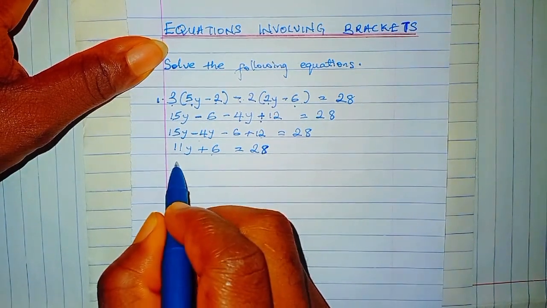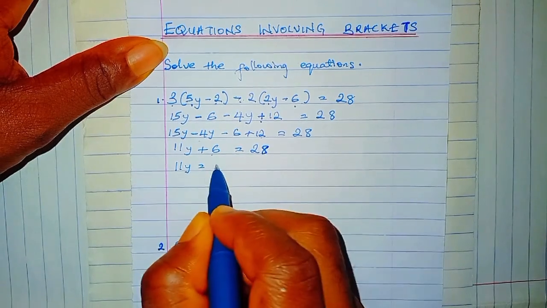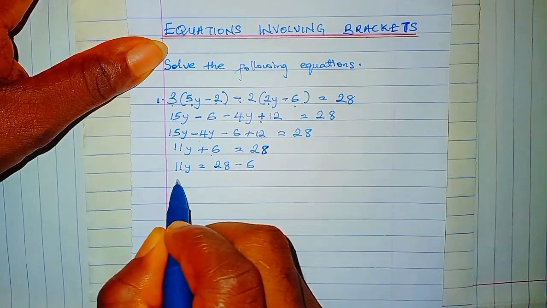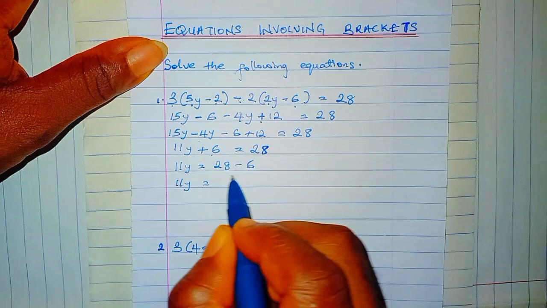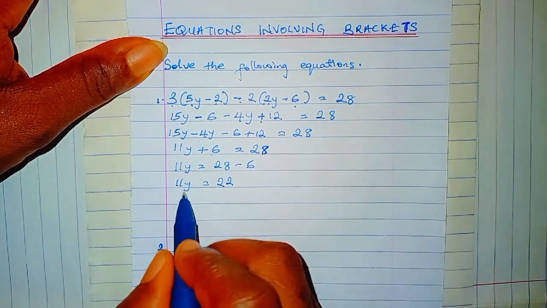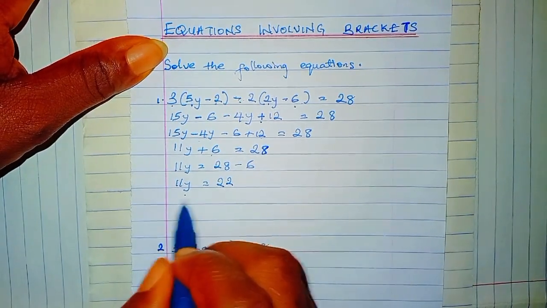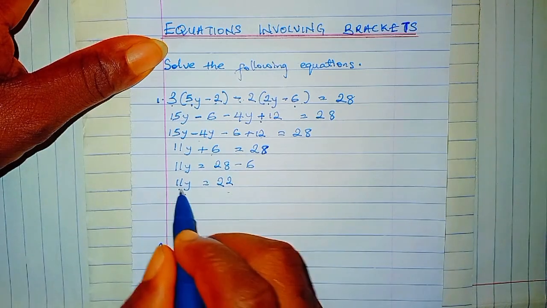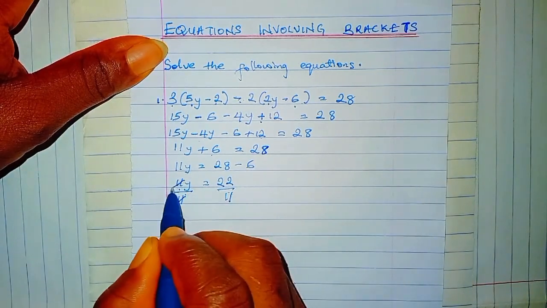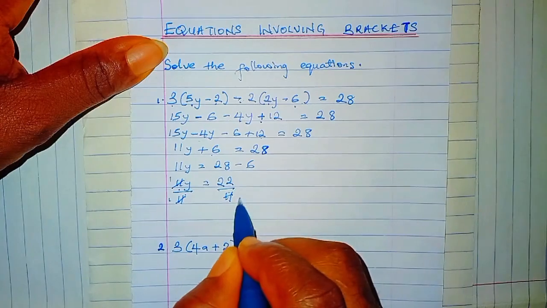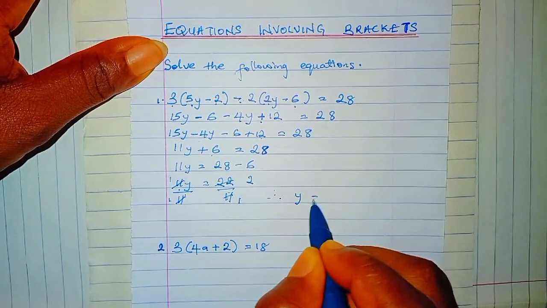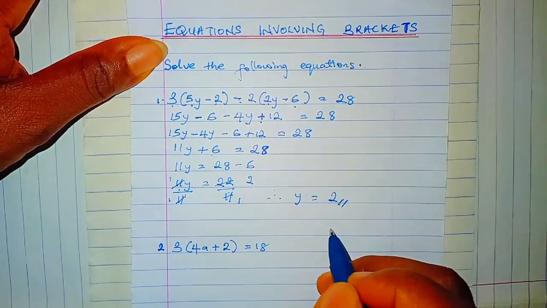All right, so we're going to have 11y equals to 28 minus 6. 11y equals to 22. So for us to get the value of y, we are dividing both sides by 11 over 11. 11 cancel here 1, 11 here 1, 11 here 2. So our y is equals to 2.